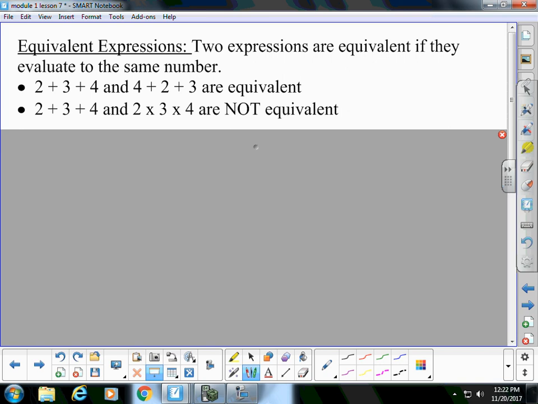So this first one, they are equivalent. 2 plus 3 plus 4 is the same as 4 plus 2 plus 3. Order doesn't matter. But the bottom one is not equivalent. 2 plus 3 plus 4 is not the same as 2 times 3 times 4. Okay, so pay attention to the signs. Is it an addition problem or is it a multiplication problem?